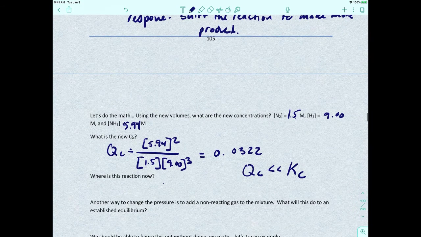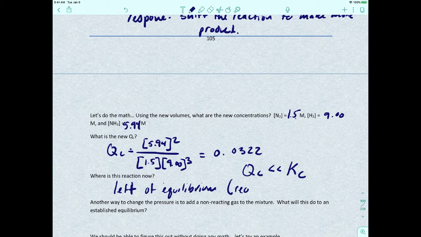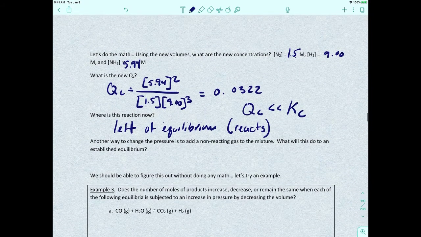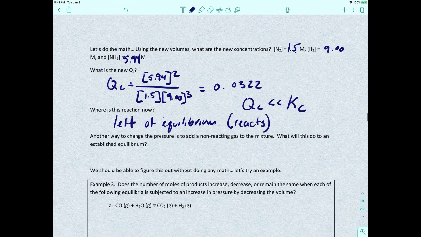Okay, and so where's the reaction at now? It's now left of equilibrium. So it's definitely favoring the reactants. Okay, and so since it's left of the equilibrium, it's favoring reactants. That means the reaction's got to move in order to get to equilibrium. It's got to move to the right, so it's going to make some more product.